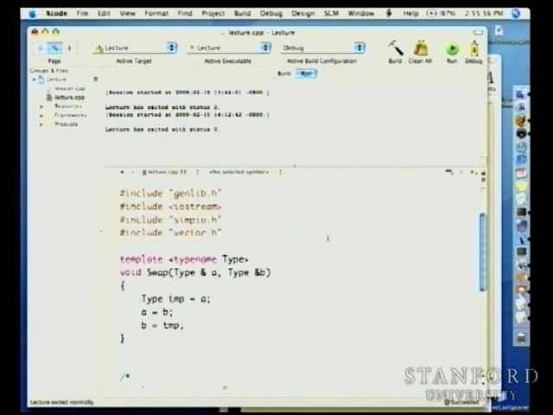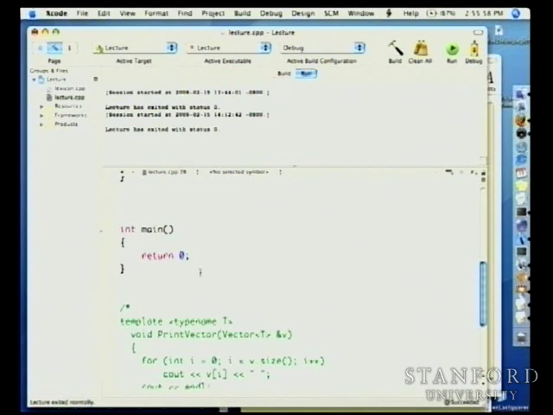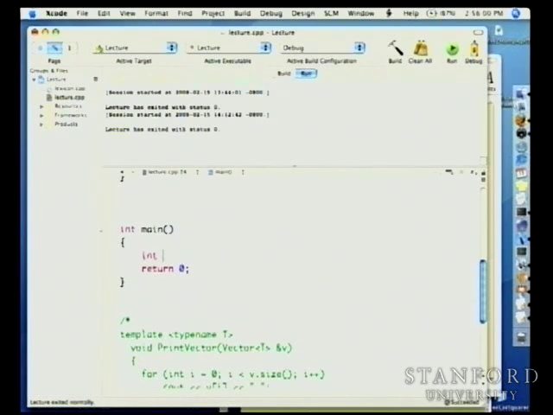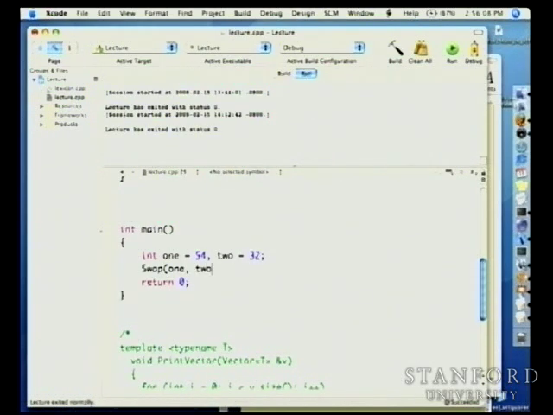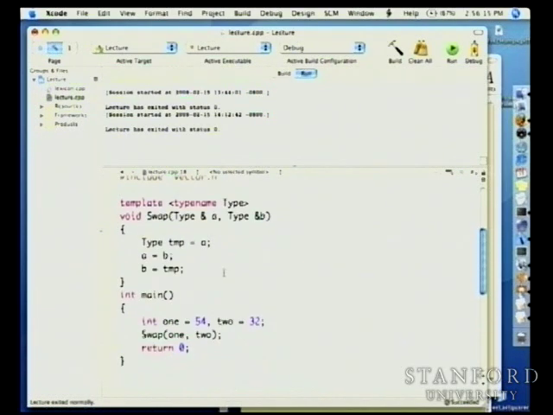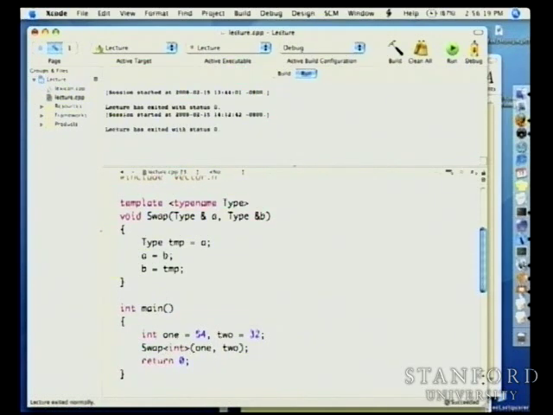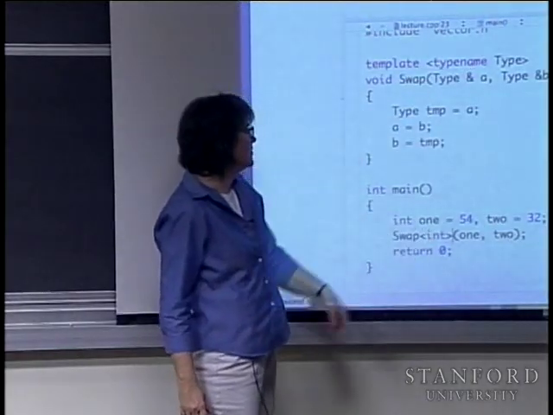So if I go down to my main, maybe I'll just pull my main up since there's really nothing in it. And I will show you how I can do this. I can say int 1 equals 54, 2 equals 32, and I say swap 1, 2. So the usage of a function template is a little bit different than it was for class templates. In class templates, we always said the name of the template, and then in angle brackets said, in particular, I want the swap function where the template parameter has been filled in with int.